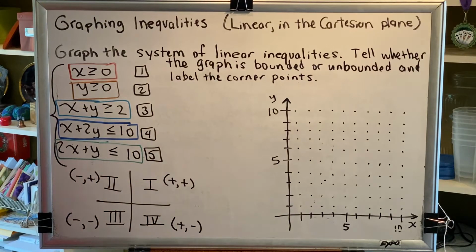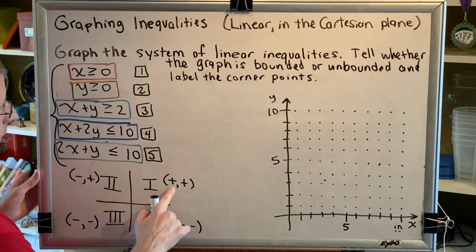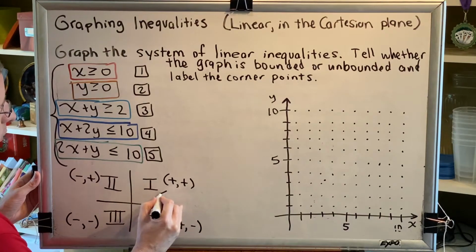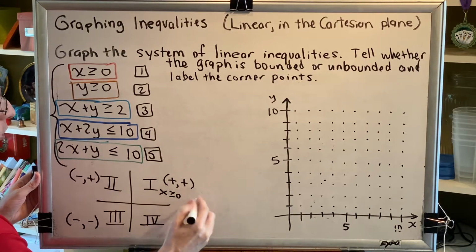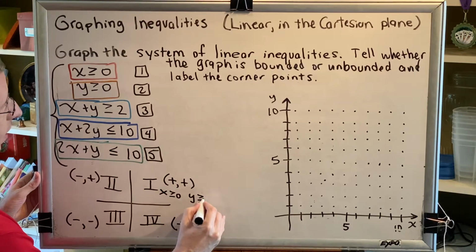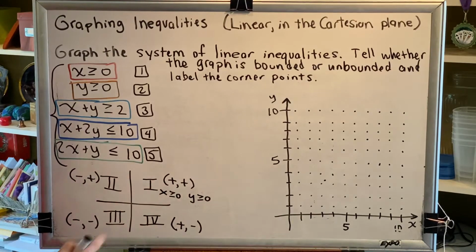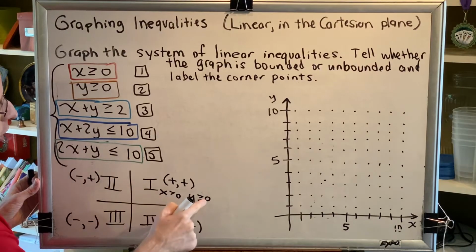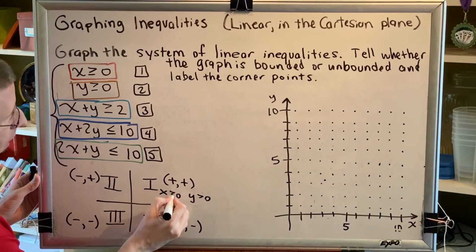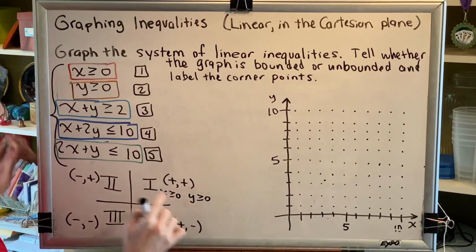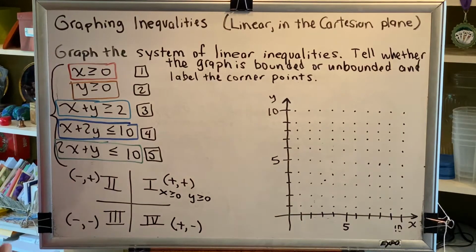Each one of these positive and negative labels can be written as an inequality. For example, this is telling me the x's are positive, so I could say x is greater than or equal to 0. And this is telling me that the y's are positive, so I could say y is greater than or equal to 0. Technically, with quadrants, we don't include the points that are sitting on the axes, but I'm writing this here so that we have a sense of connection to the problem that we're solving right now.